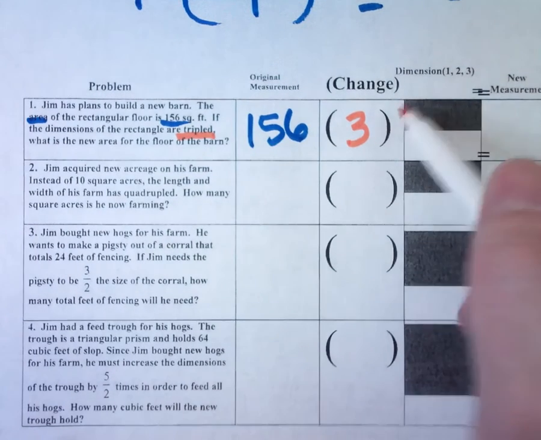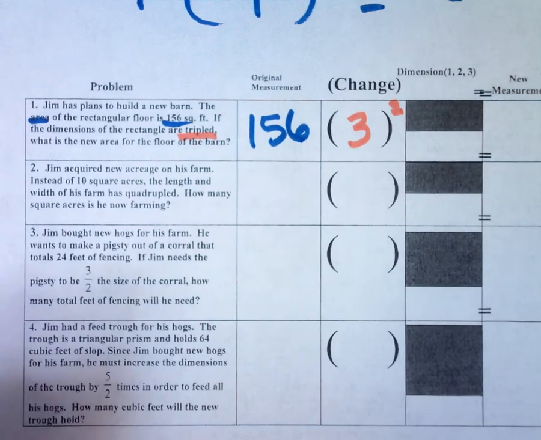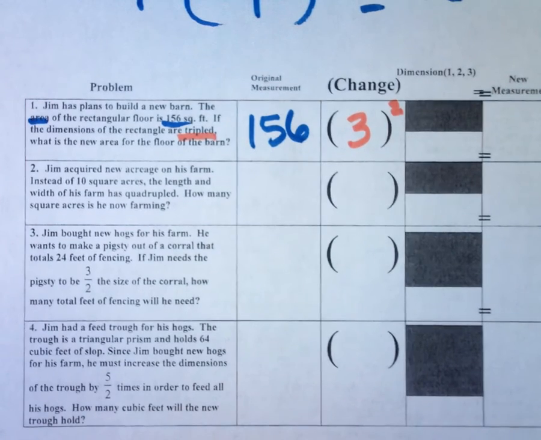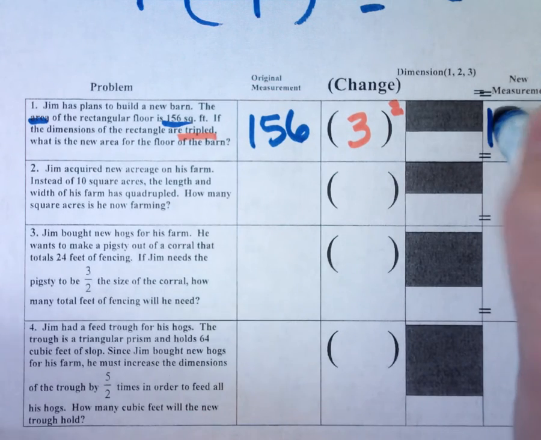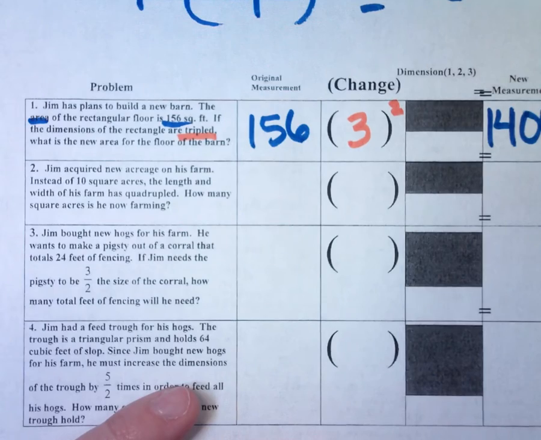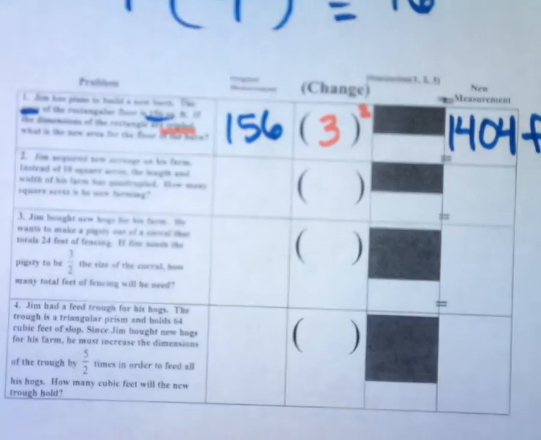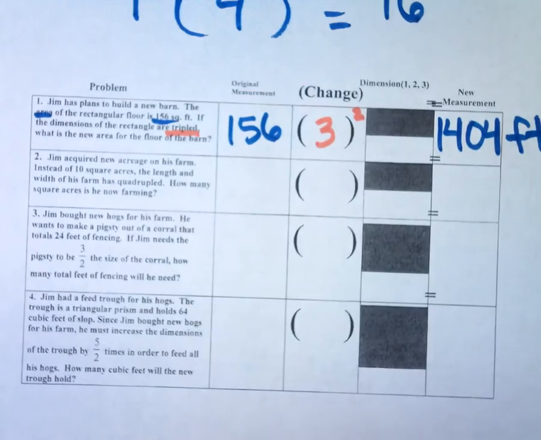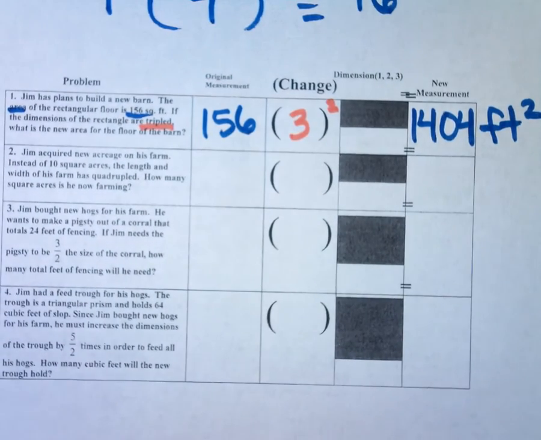Now, since I'm talking about area, is it a power of 1, a power of 2, or a power of 3? Power of 2. Work it out, and that'll give me my new area for my new figure. And what do you get if you work that out? 1404. And that would be the new area of the new shape. So I could do this where I don't even know the dimensions. If I knew the dimensions of the shape, I could triple the sides and then recalculate the area. But this is without having to recalculate it.